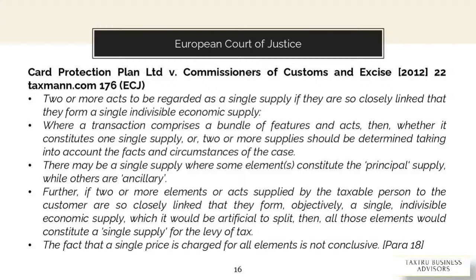what are the key points? Two or more acts are to be regarded as a single supply if they are so closely linked that they form a single indivisible economic supply. Where a transaction comprises a bundle of features and acts, whether it constitutes one single supply or two or more supplies should be determined taking into account the facts and circumstances of the case. There may be a single price where some elements constitute the principal supply while others are ancillary.